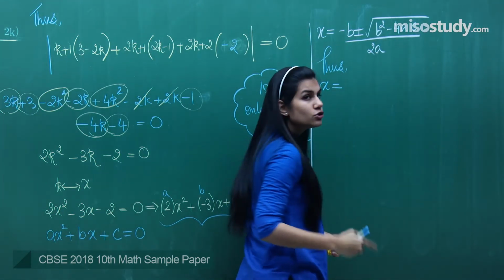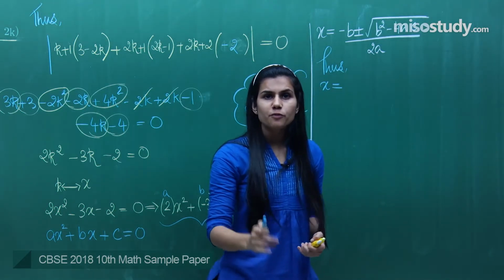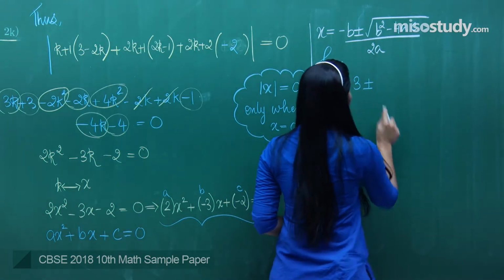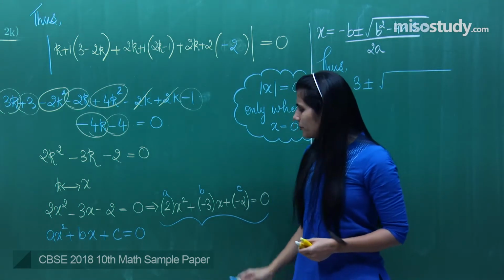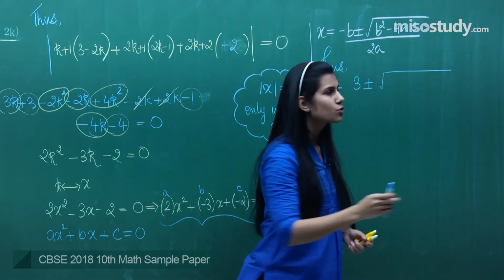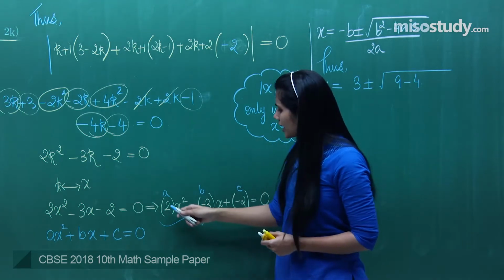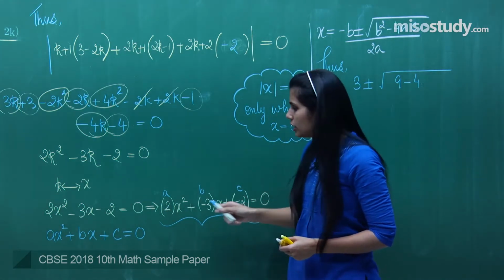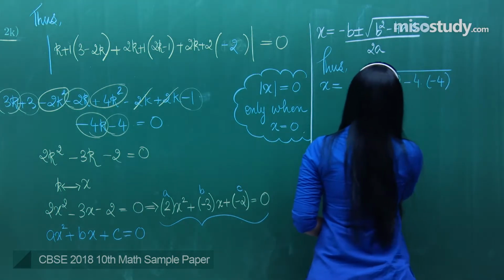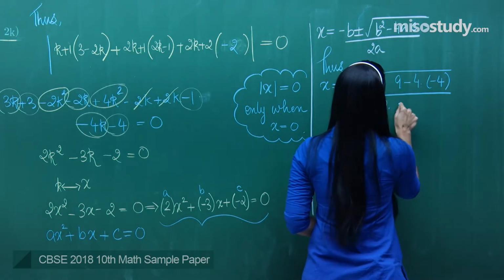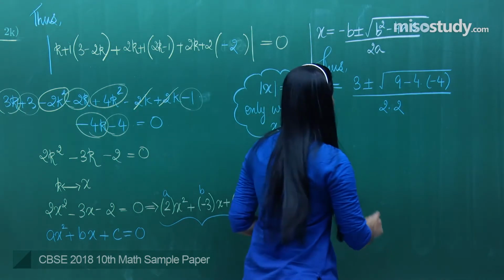So, thus x comes out to be equal to minus b. Your b is minus 3, minus of b will be minus of minus 3, which is 3, plus minus under root b square. What is your b square? b square is minus 3 square, which is 9, minus 4 into a into c. Your a is 2, c is minus 2. So, ac will be minus 4, whole upon 2 into a, and your a is 2. Let's solve this. What does this become?